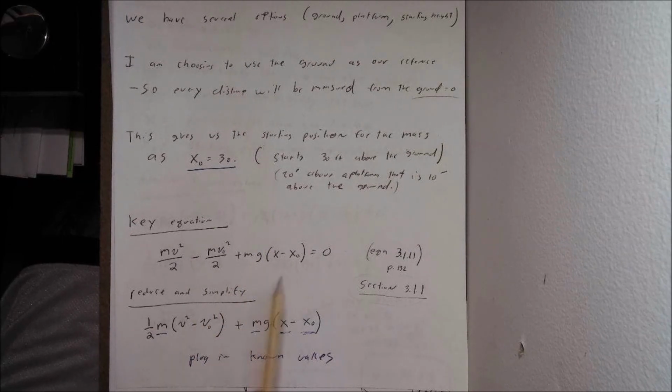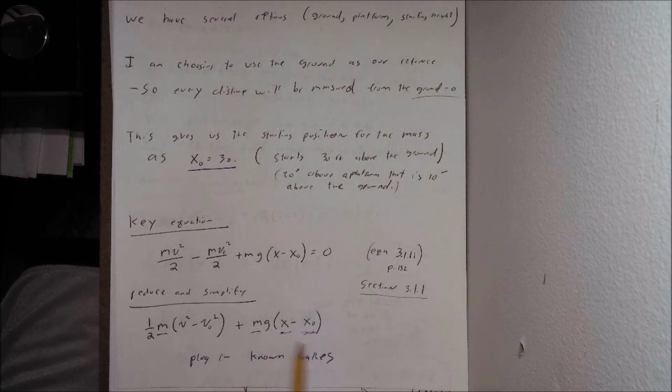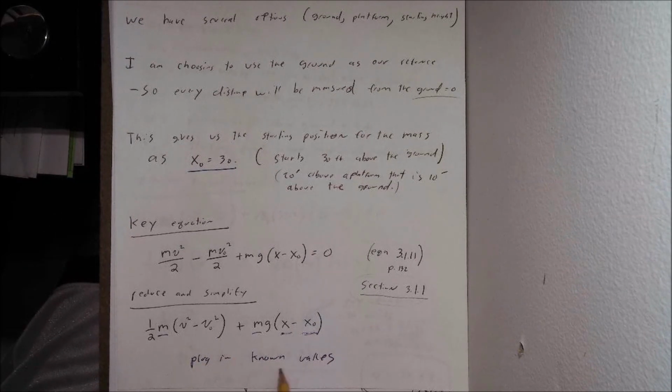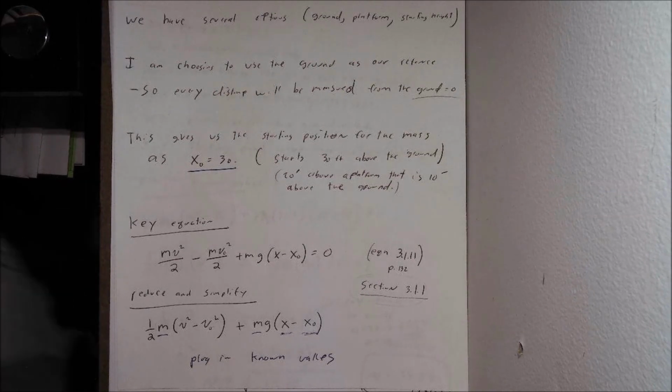I pull out a 1/2 m times my v squared minus my v naught squared, my final velocity minus my initial velocity, plus my mg times my final position minus my initial position here. And notice that there's an m on both sides, so I really don't have to worry about plugging in actual values for that because those will cancel out. But everything else I know, I'm going to have known values that I can start plugging in for. So that'll be the next step, is to plug into this simplified equation.